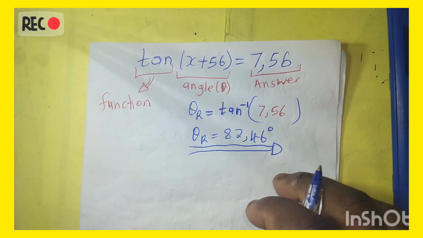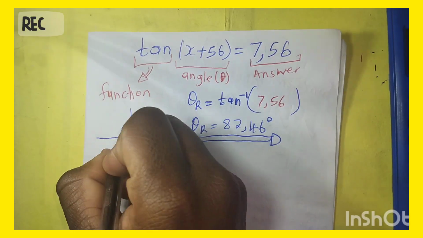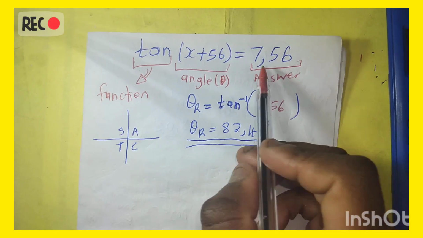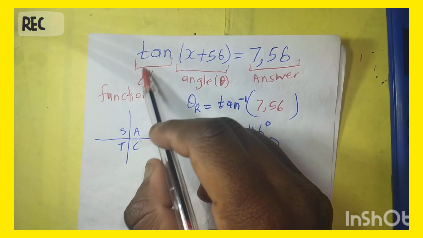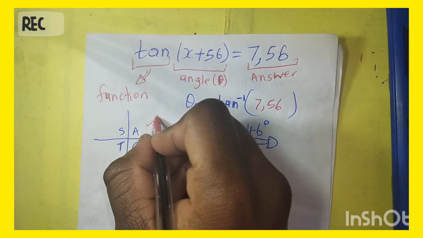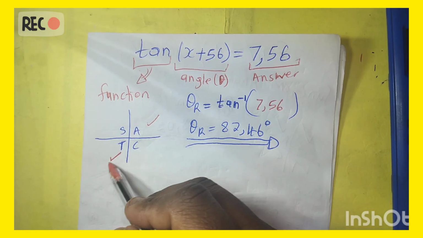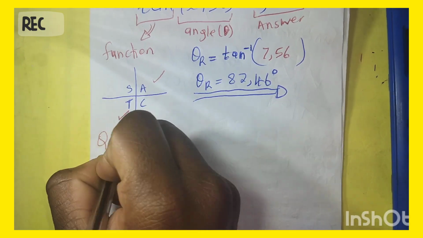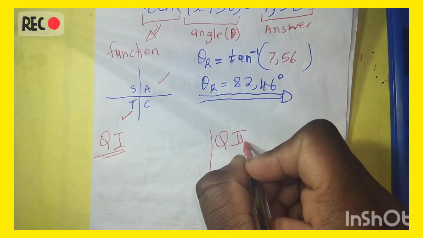And now I will go to my Cartesian plane, All Students Take Coffee. Since the answer is positive, the function is also positive. The function will be positive in the first quadrant and in the third quadrant. Tan is positive here and there, so my general solution should be here, and at the same time it should be here.